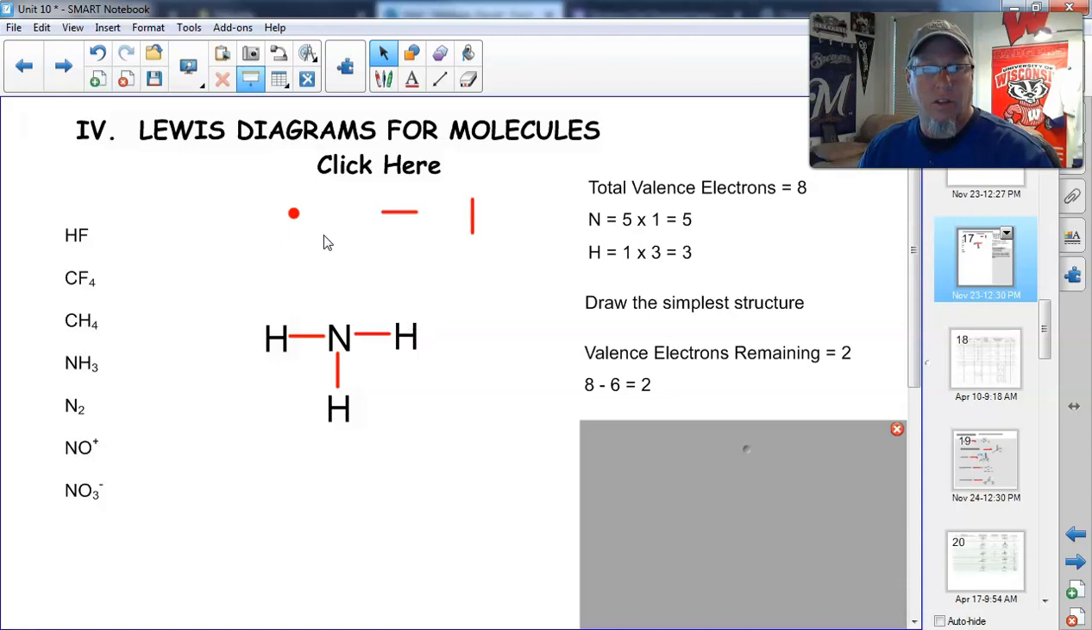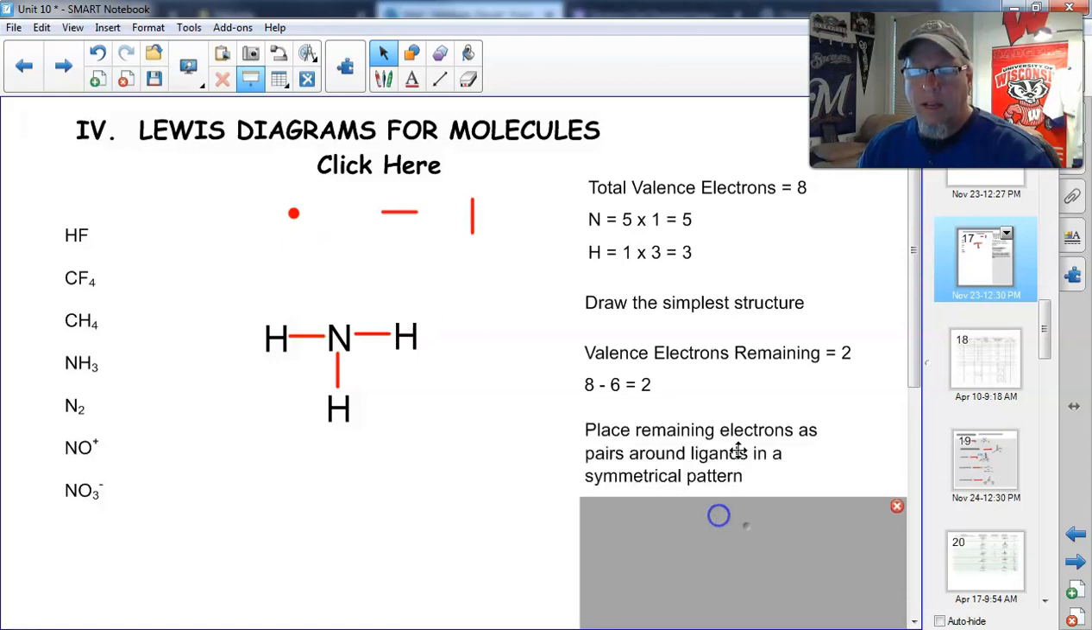If I have 2 electrons remaining, I have to put those in. Now it says I should put those in on the ligands. I don't have to do that because hydrogen only wants 2 electrons, and this hydrogen has 2 electrons by it, and this hydrogen has 2, and this hydrogen has 2. So when I put my remaining 2 electrons in, I would actually put them on the N.